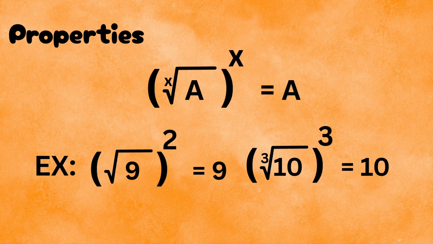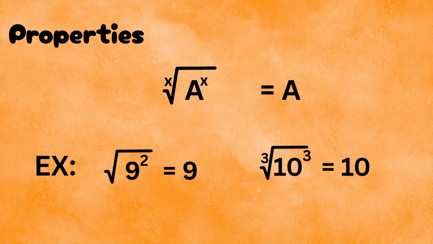Properties. The x root of a to the power of x equals a. So for example, if you have the square root of 9, but then you raise it to the power of 2, then you just get rid of the radical symbol and it equals 9. This is because the index and the exponent will cancel out. This only works if they are the same number. Another example is the cubed root, and that is what you call it when there's a 3. The cubed root of 10 to the power of 3 equals 10, because the index and the exponent cancel out.